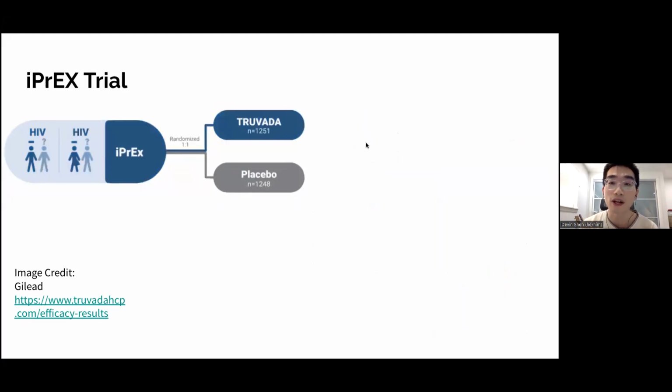The next important trial is the iPrEx trial, which studied MSM, men who have sex with men, and transgender women populations.